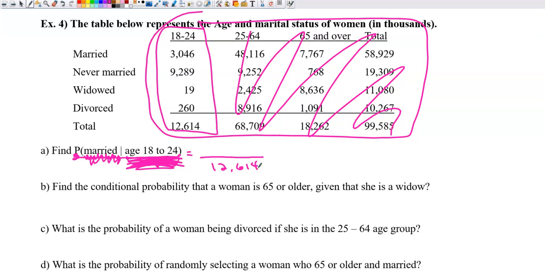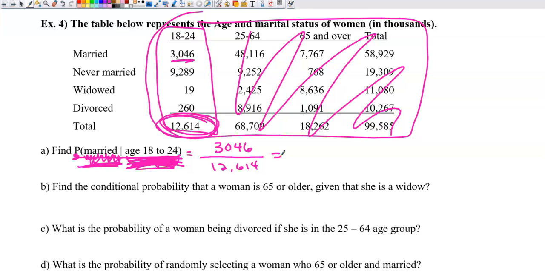Well, of these women, which ones are married? Those ones. So 30,46 divided by 12,614 will give me my answer. I'm not going to waste time with the calculator. You could figure that out and say, hey, there's a whatever percent chance of randomly selecting a woman who is aged 18 to 24 that is married.